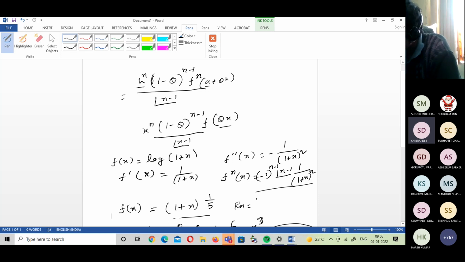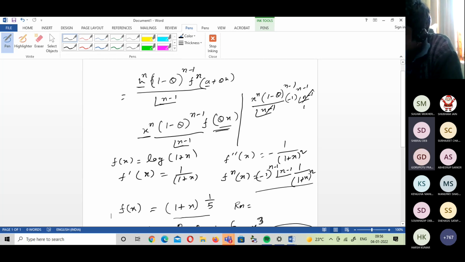Cauchy's form of remainder, what is Rn? It will be x to the power n, just similar to this, then 1 minus theta to the power n minus 1 by factorial n minus 1. Now this you have obtained: minus 1 to the power n minus 1 into factorial n minus 1. This will be cancelled. 1 by 1 plus theta x whole power n. This is Cauchy's form of remainder.